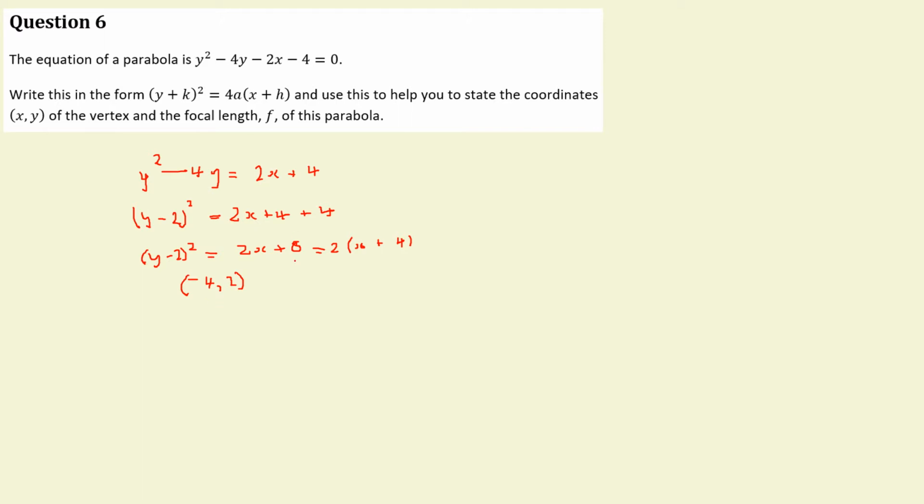And we know that 4a is 2. Okay, reading off the standard form, 4a comes in front of the bracket. So that 4a bit there has got to be 2. So a is a half, and that's the focal length. The focal length is A. A is the distance from the vertex to the focus. So that was the last part you were asked for. The vertex and the focal length.